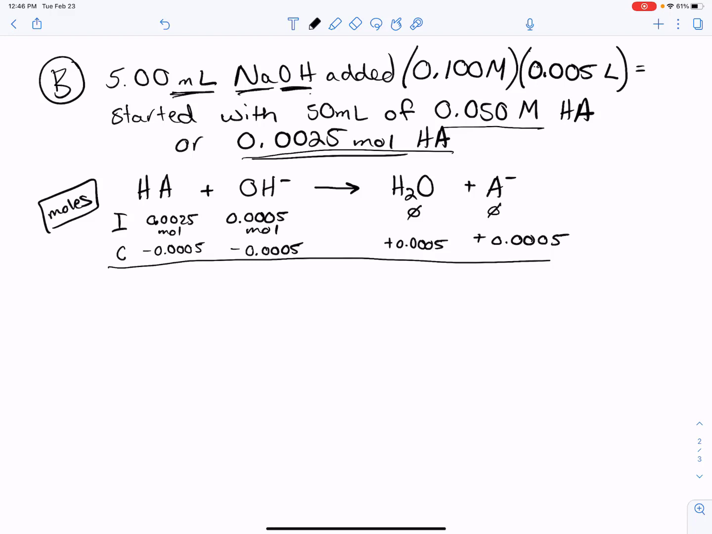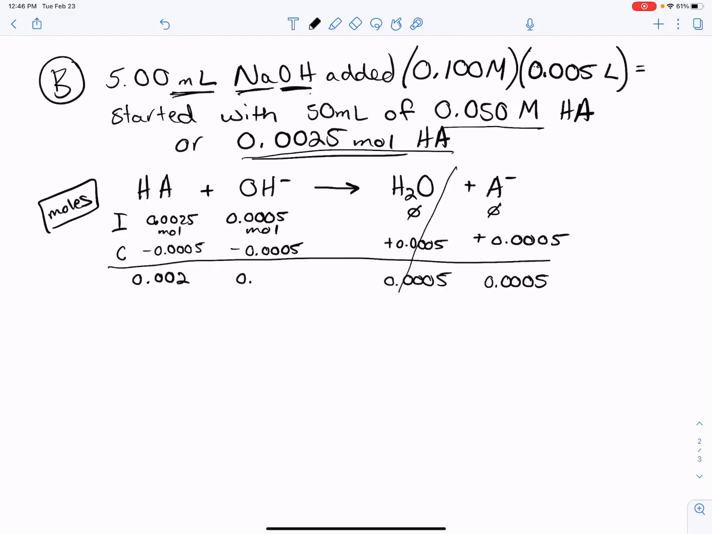And so now I complete my table here, and I'm going to end up with 0.002 moles of HA, 0 of my hydroxide, and 0.0005 of my water, and 0.0005 of my weak base. Now, water is not going to affect my pH as much as a weak acid or a weak base will. And so we can pretty well just ignore my water.